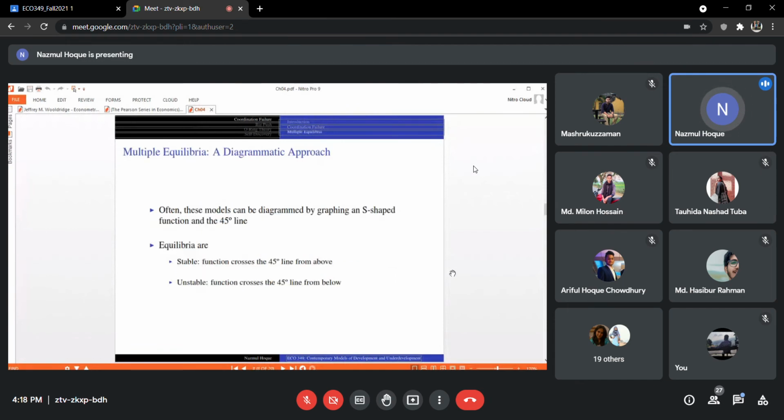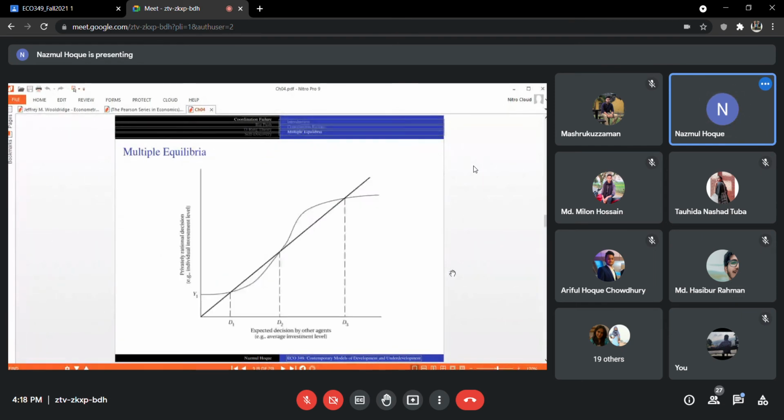We can represent this coordination failure idea using a simple S-shaped diagram. In this diagram, on the horizontal axis, we have average investment level. And on the vertical axis, we have individually rational investment decision or investment level. So this S-shaped line that you see, starting at Y1, represents the investment decisions by individuals, which depends on the expected level of investment or average level of investment in the economy.